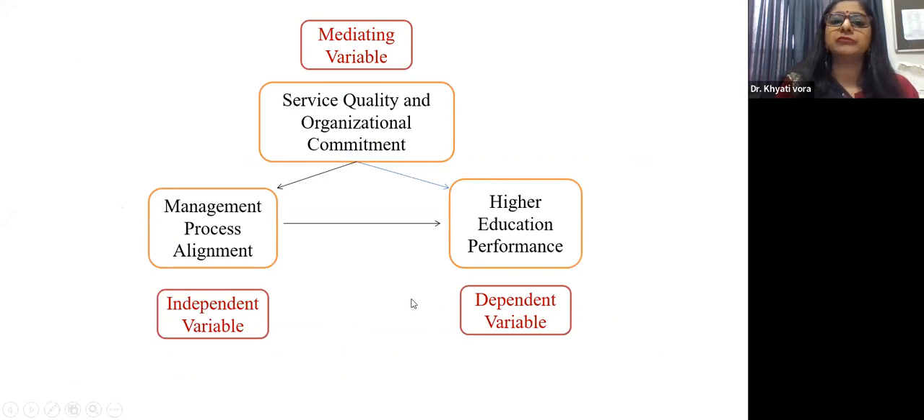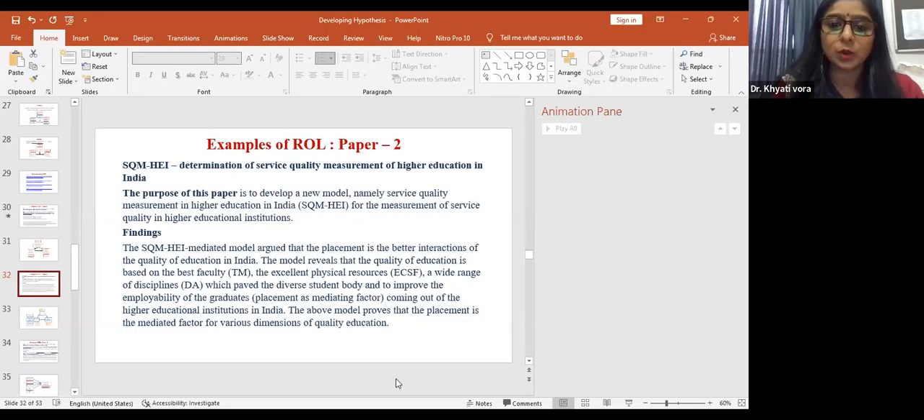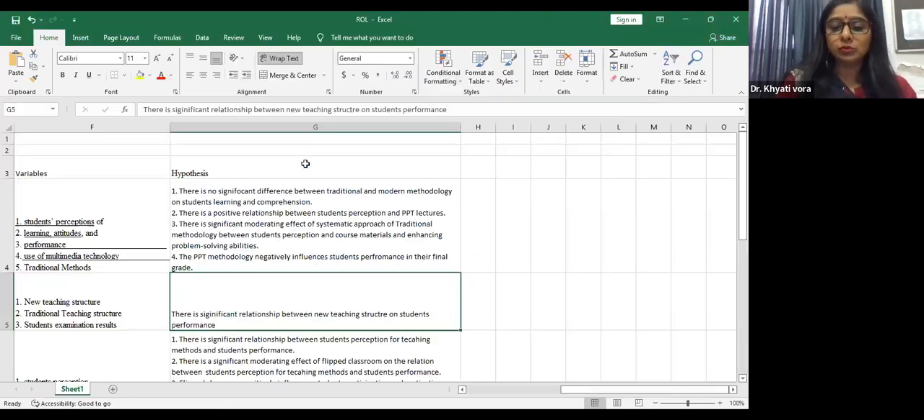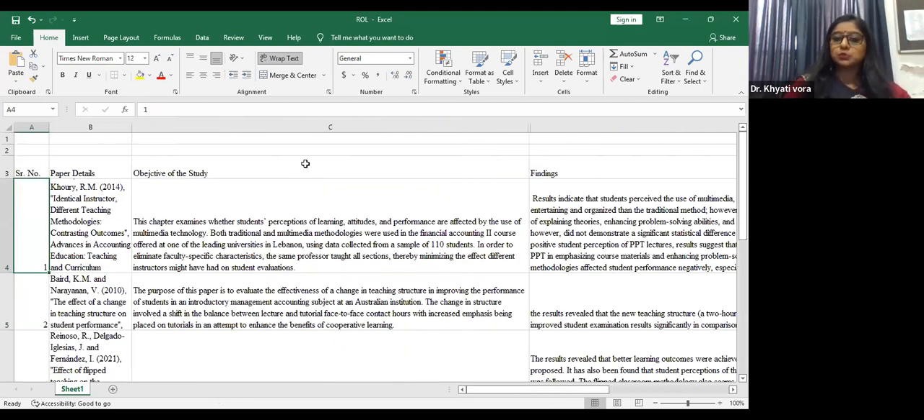This is how the graph will be prepared if you are talking about mediating effect. Okay, so before I go here, there is something that I've prepared for you all. I think this will help you a lot in understanding how to work on ROL. I don't know what your resource person has done, but this is how I have done, and I am very comfortable deriving the variables.